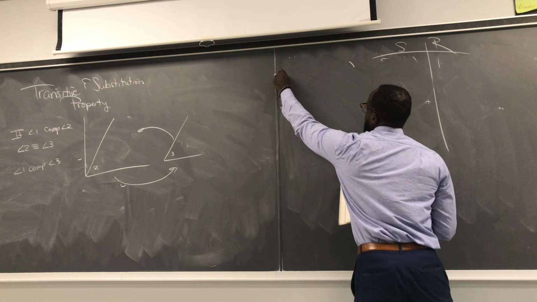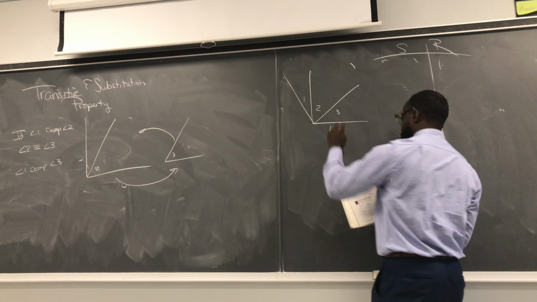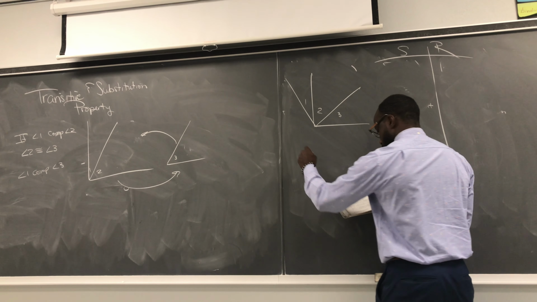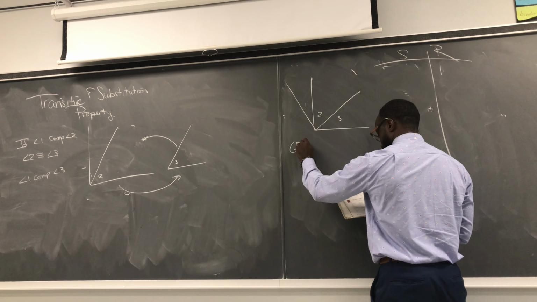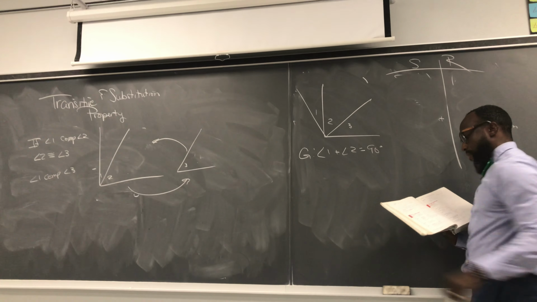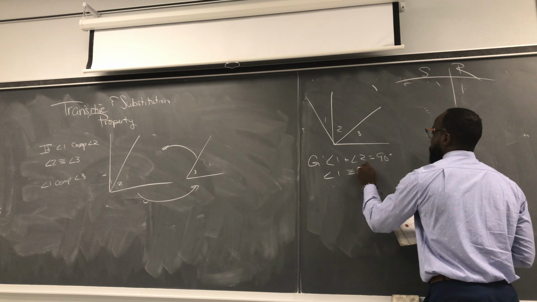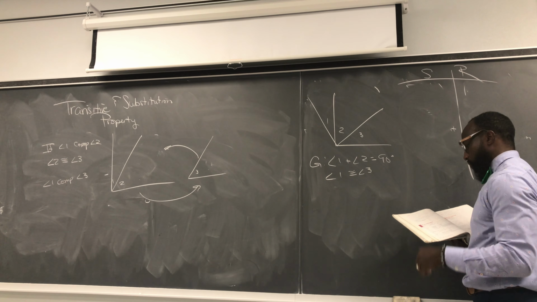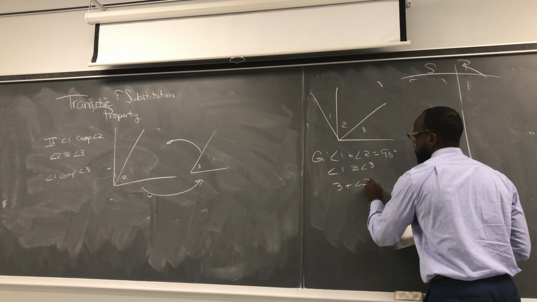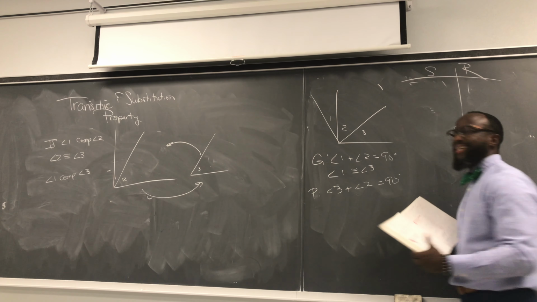Here we go. You got this angle here, one, two, and three. Right? Given: angle one plus angle two equals 90 degrees. Right? Angle one is congruent to angle three. Right? You need to prove that three plus two equals 90. Doesn't that look familiar? That sounds familiar, right?